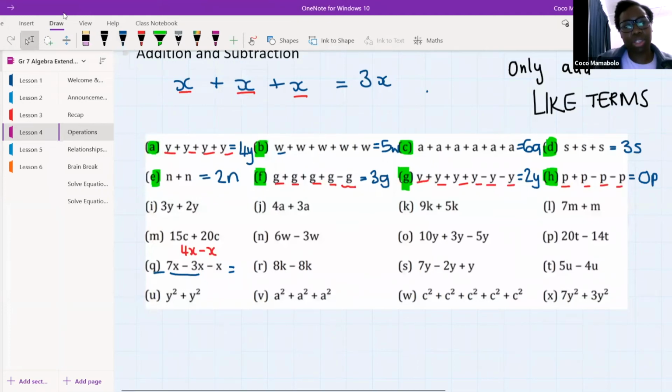Oh, Justin's muted. Justin, can you unmute? Guys, can you help him in the chat? Justin? Yes. So if I go 4x minus x, how much am I going to have? If you're stuck, you can have a look in the chat. 3x. It's 3x. Ah, there we go. Well done, Justin. Very well done.